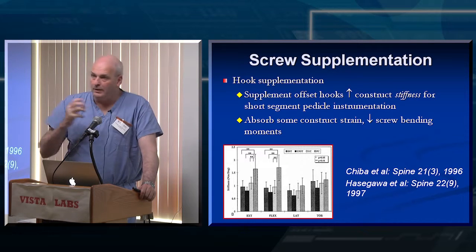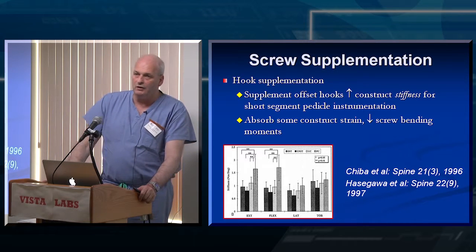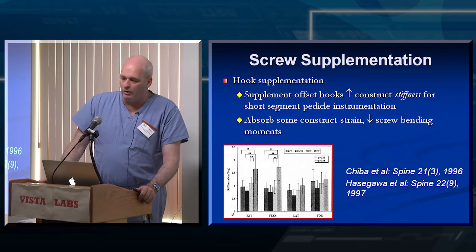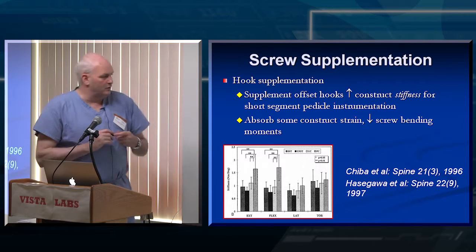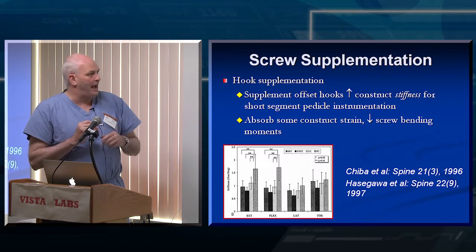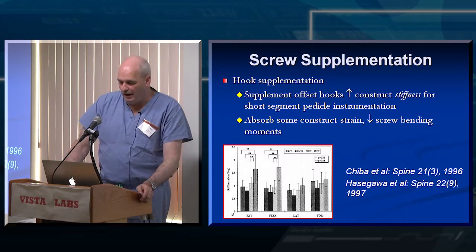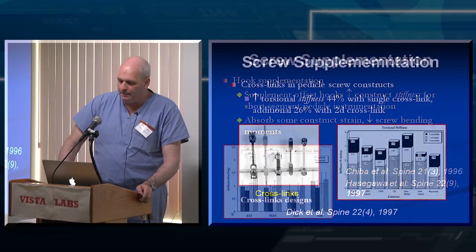screws and hooks. The posterior elements of the spine are usually the last area to be significantly involved with osteoporosis. And this study just shows you the dramatic benefits you have if you add a hook to a screw, using offset hooks to increase the strength in osteoporotic bone.